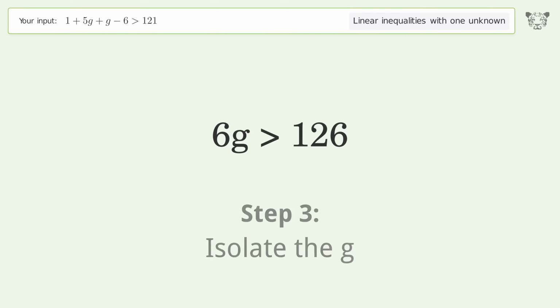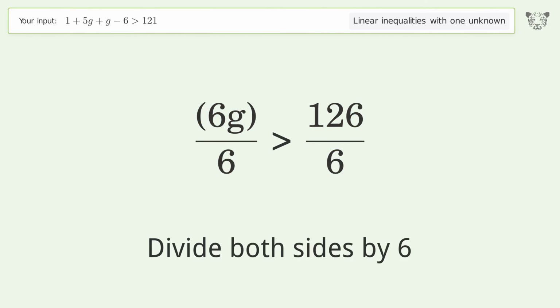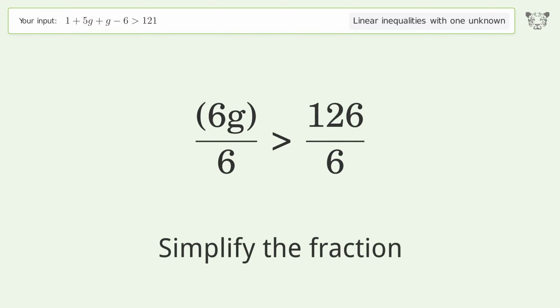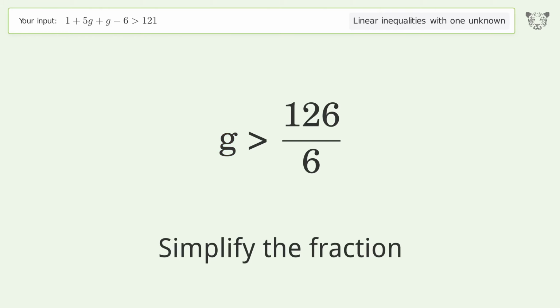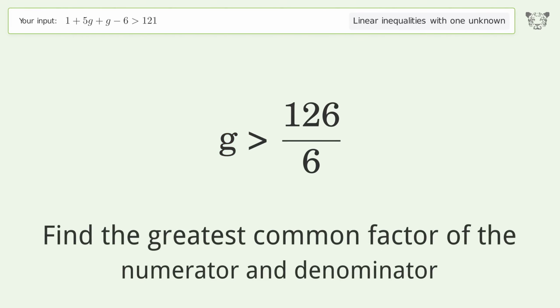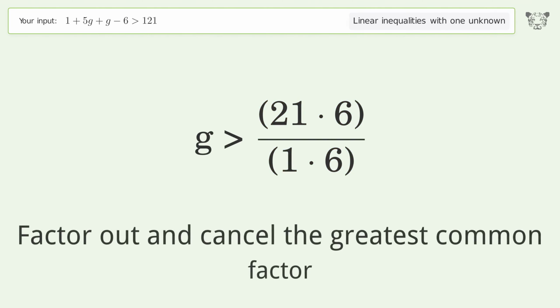Isolate the g. Divide both sides by 6. Simplify the fraction. Find the greatest common factor of the numerator and denominator. Factor out and cancel the greatest common factor.